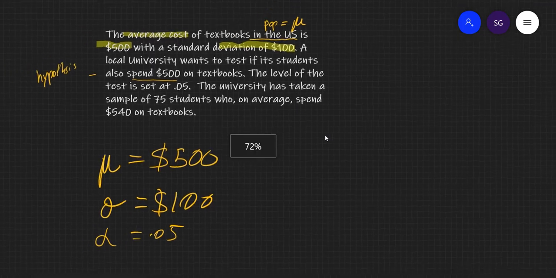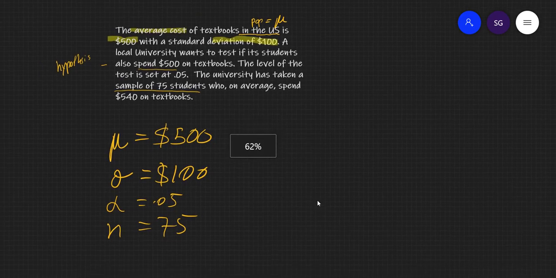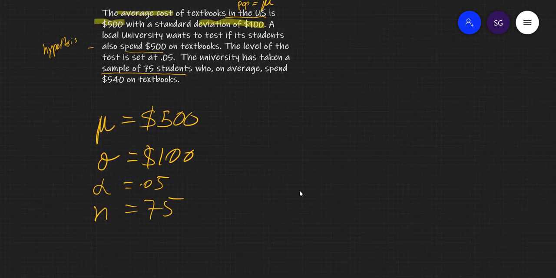Let me zoom out just a little bit so I can scroll that up. What else do we know? The university has taken a sample of 75 students. N is equal to 75. This one looks pretty good. And they spend on average, sounds like mu or x bar, $540 on textbooks, but they're talking about the sample.